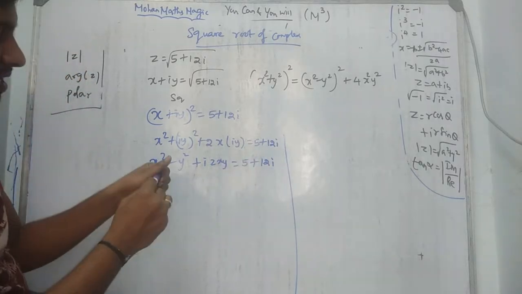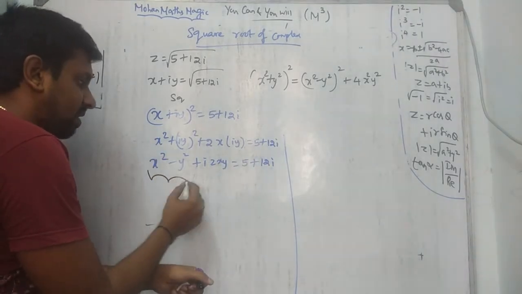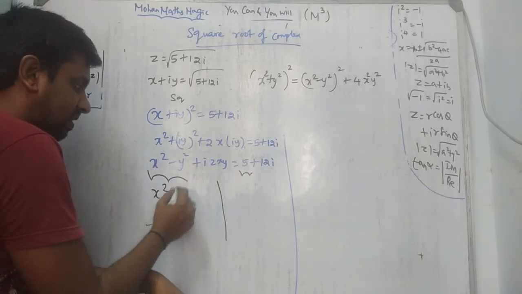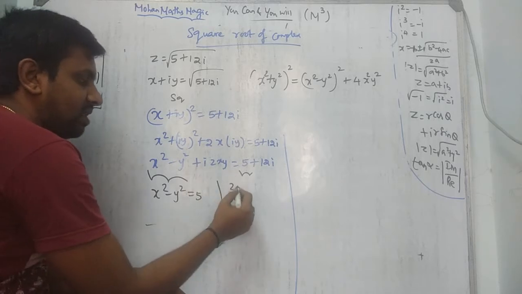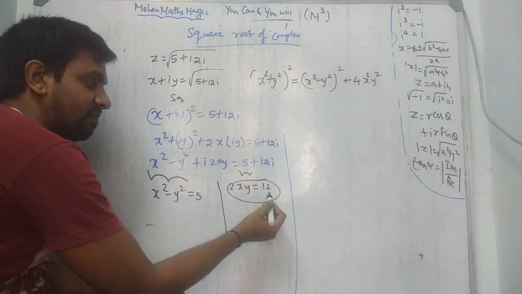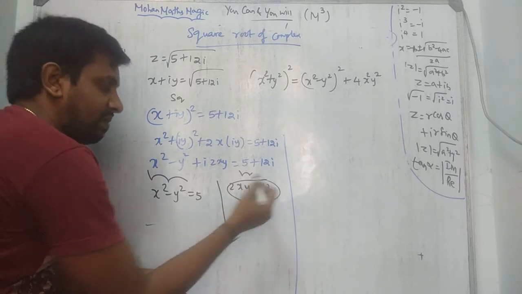Now equate the real part and the imaginary part separately. This is the real part. Therefore x square minus y square equal to 5. Imaginary part: 2xy equal to 12. 2xy is positive, so xy must be positive, or both x and y negative, so that on multiplying it becomes positive.